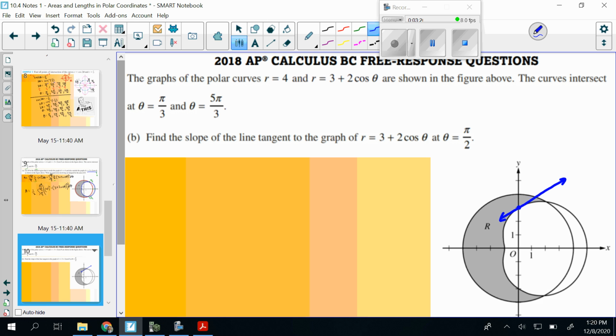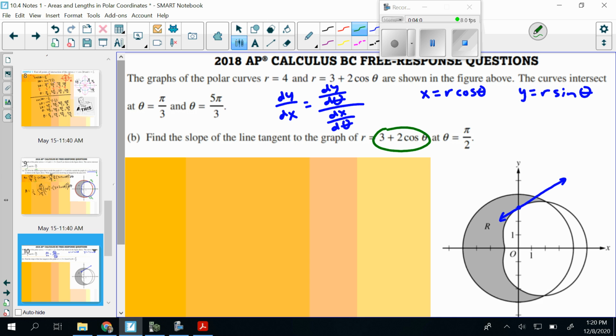So what we've got to do here is, we've looked at how to do these derivatives before. Our dy/dx in this case is going to be our dy/d theta over our dx/d theta. So we want to find out what those two equations are. Remember to find your x and y here, that x equals r cosine theta and y equals r sine theta. So now we want to plug our r value in for those and find them. So we're putting r here and here.